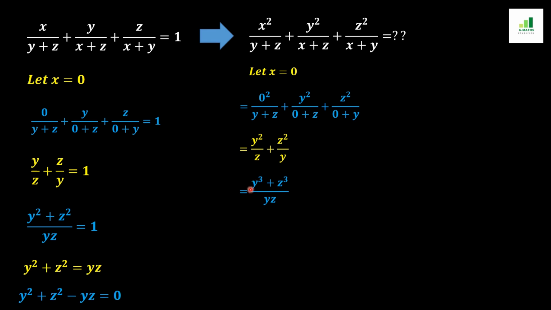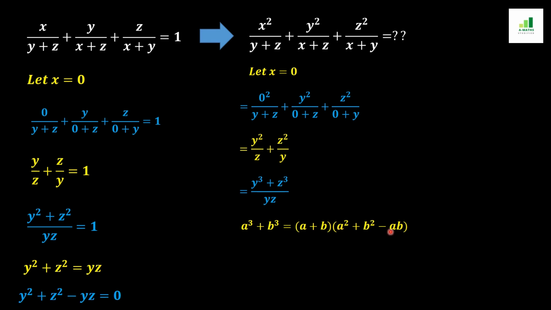Now if we consider this y as a and this z as b, and both are having cube, then this expression can be expressed using the a cube plus b cube formula. As we know, the a cube plus b cube formula is equal to a plus b into a square plus b square minus ab.